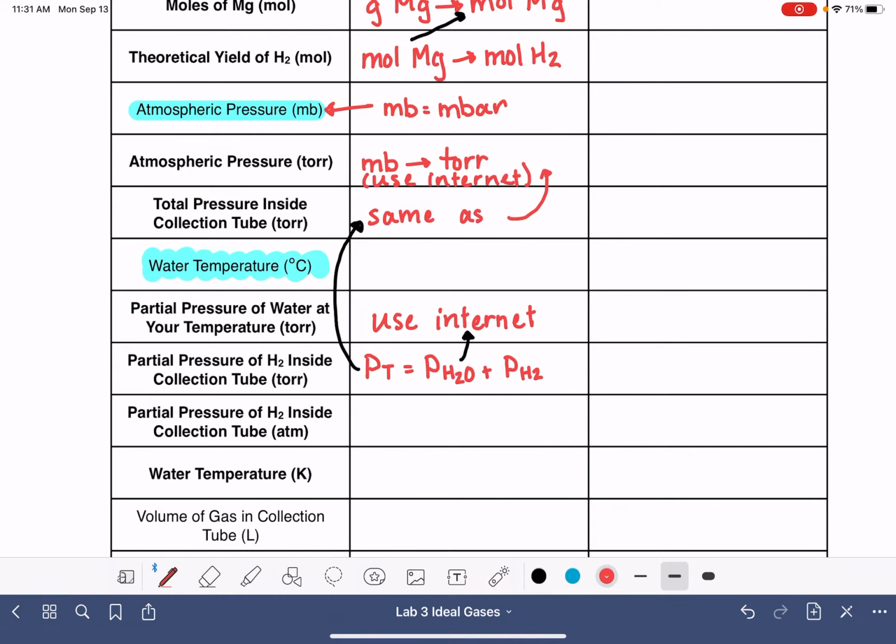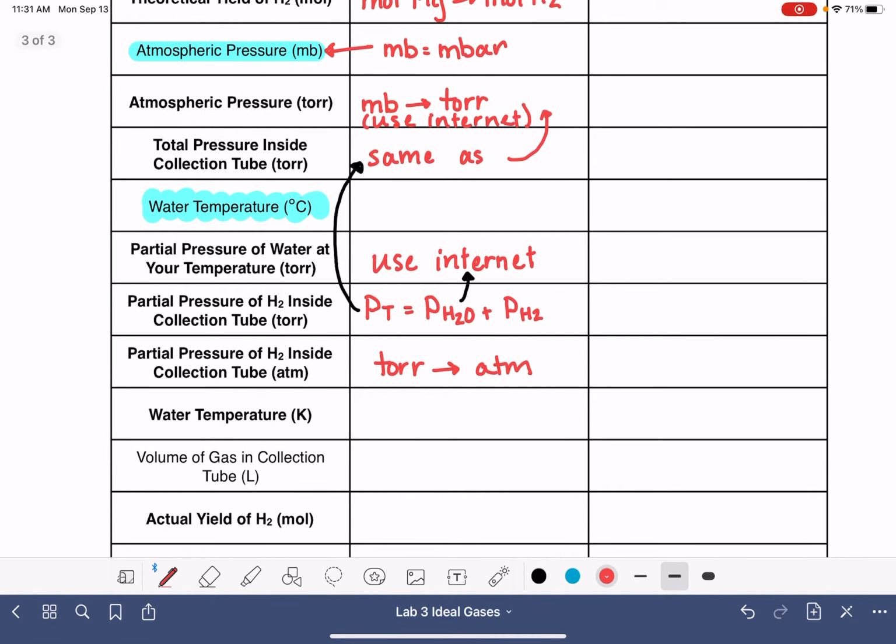Next, we're going to take that pressure of H2 and convert it from units of torr into units of atmospheres. The conversion factor for that is in your notes, in your textbook. That's a very common conversion. So we're just doing a unit conversion there. Now we need to report the water temperature in units of Kelvin. We have the water temperature in Celsius, which we recorded in the lab. We're just going to turn it into Kelvin.